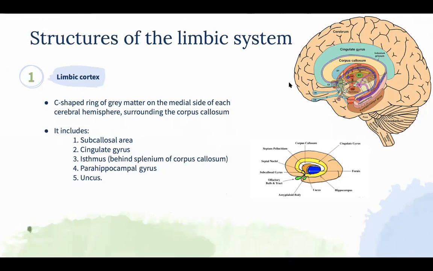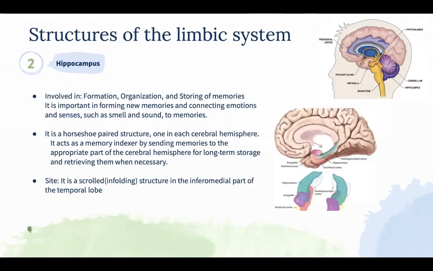So 5 cortical structures. بعدين hippocampus. Hippocampus is involved in formation, organization and storing of memories. مهمة عشان نكون الميموريز الجديدة وعشان نعمل connections between emotions and senses with these memories. إيش السنسز اللي ممكن يحصل لها connection مع الميموريز؟ زي مثلا smell and sound. مو أحيانا تشمين ريحة وتذكرك بمكان أو تذكرك بوقت، كمان نفس الشيء sound.